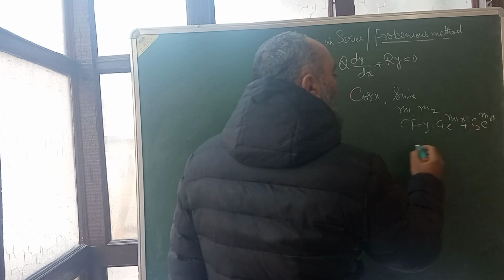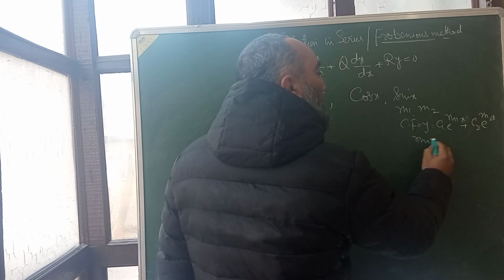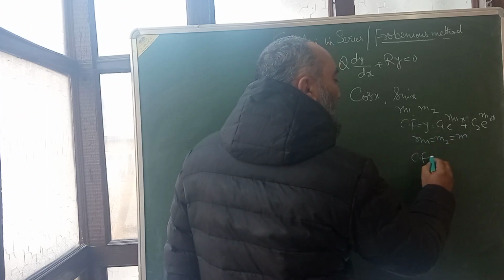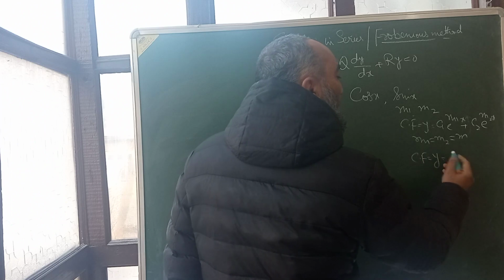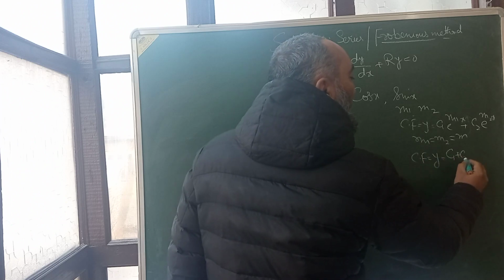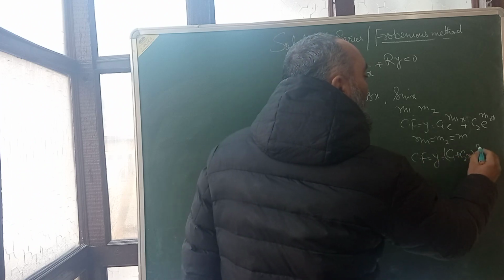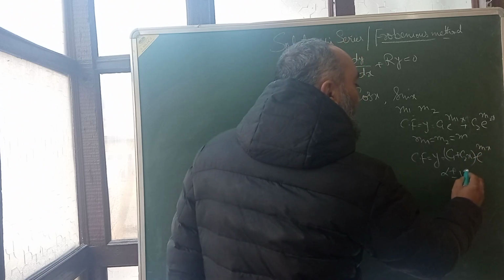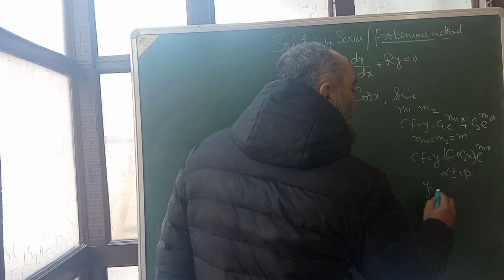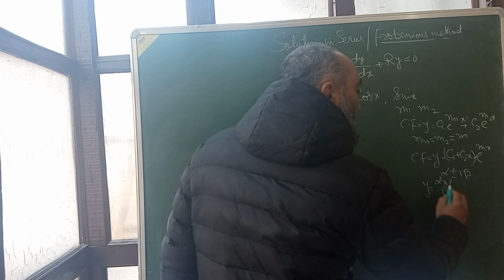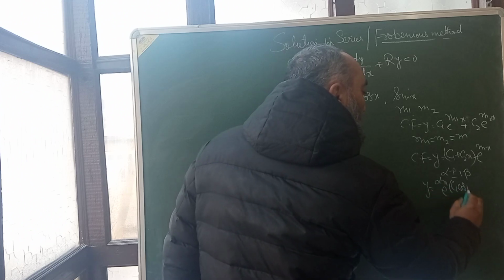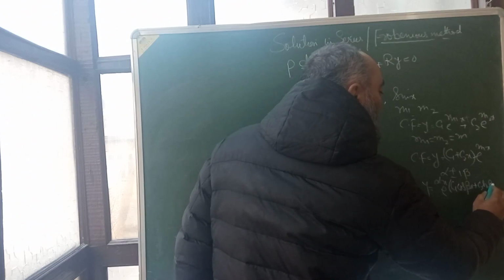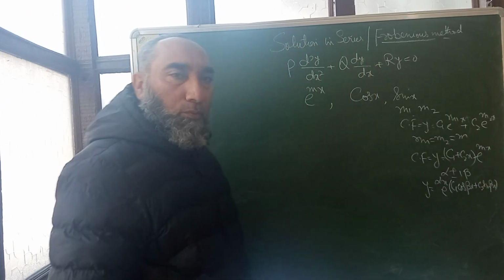You know it. If they are equal, then the complementary function in this case is (c1 plus c2x) e to the power mx. And if they are complex, say alpha plus minus i beta, then your complementary function is e to the power alpha x, (c1 cos beta x plus c2 sine beta x). This you already know.